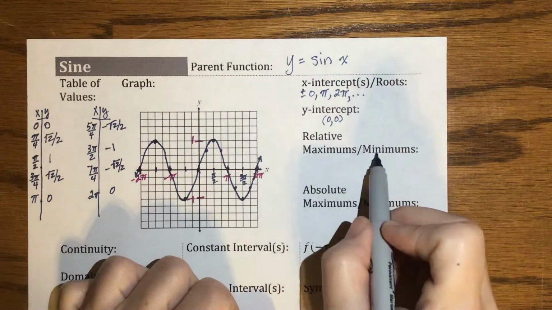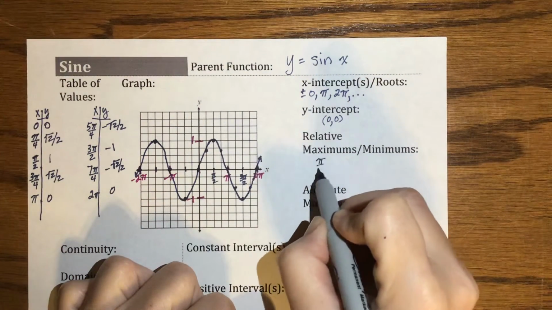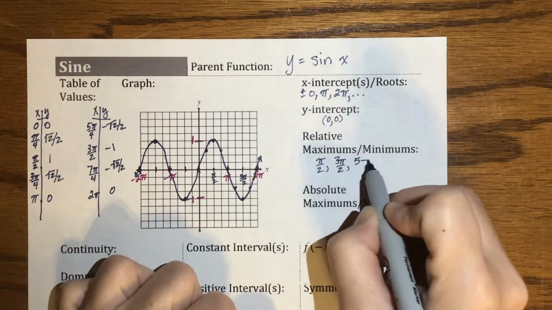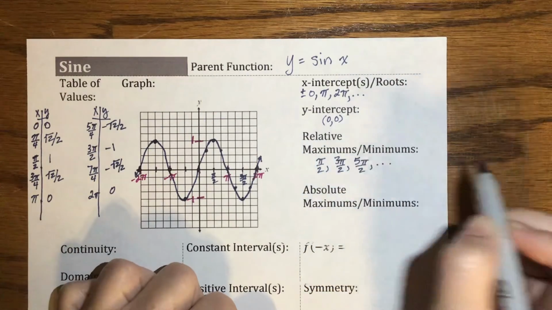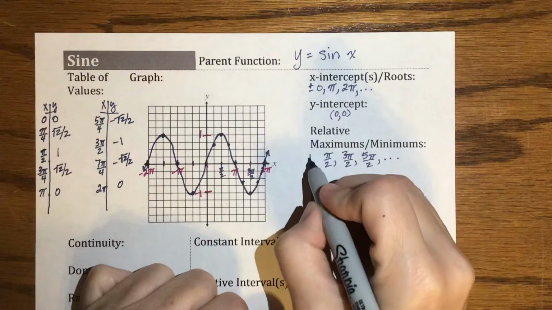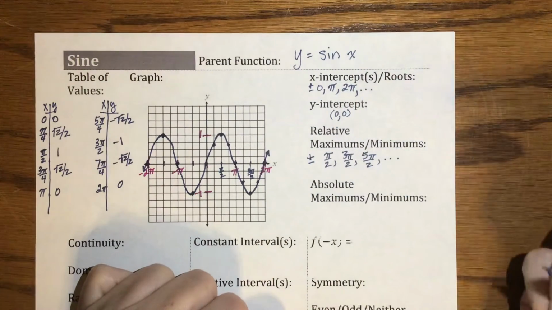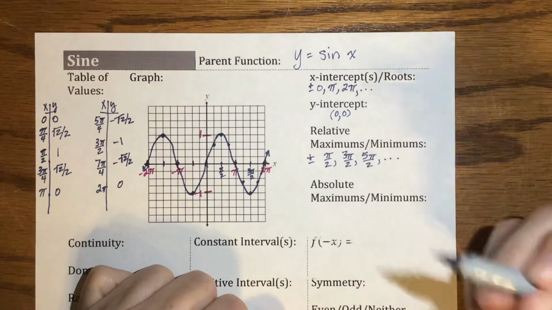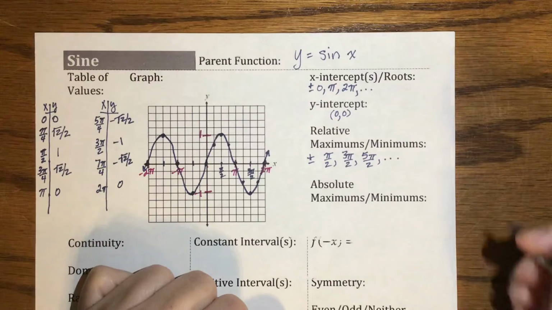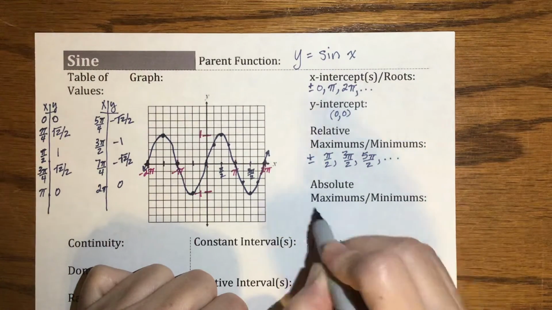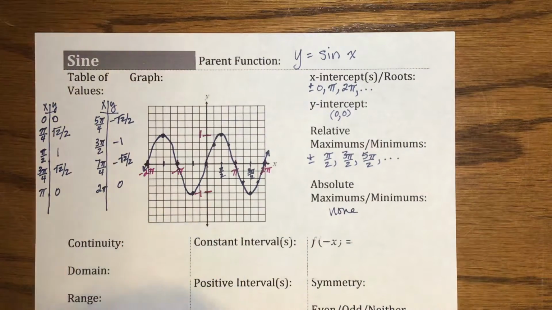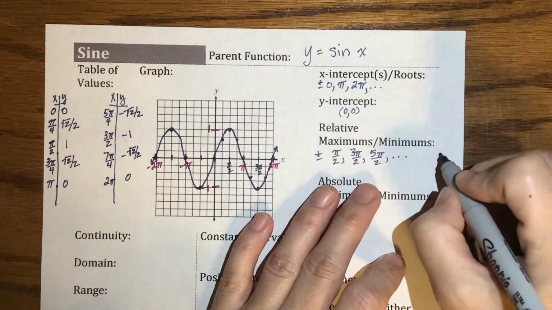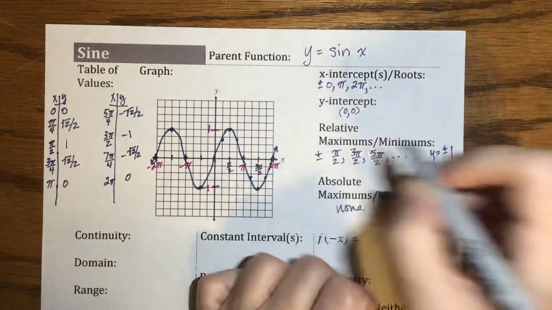Now, you're going to have maxes or mins at pi over 2, 3 pi over 2. The next one's going to happen at 5 pi over 2, and so on. And then also those negatives. So they're going to happen at the odd multiples of pi over 2. You're going to get 1, negative 1, 1, negative 1. And there's no absolute max or min, because that 1, negative 1 is going to occur. Okay, so it's going to happen there, and the y value is going to be plus or minus 1.